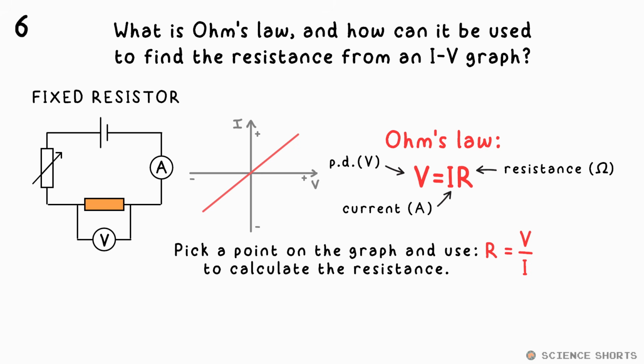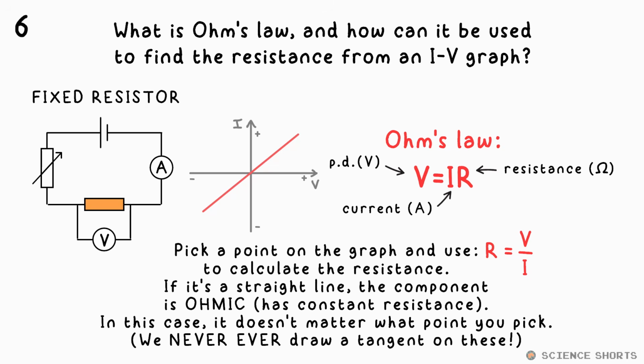Rearranging, we get R equals V divided by I, so we just pick a nice point on the line on the graph and divide the PD by the current. You'll get the same answer no matter what point you pick, but only if it's a straight line. By the way, this shows that this has a constant resistance, so we can say that it's an ohmic resistor.